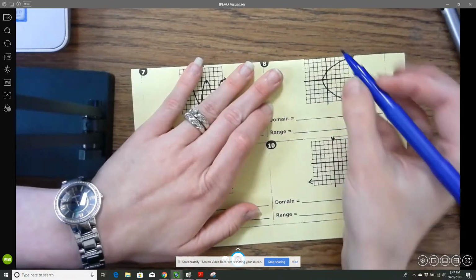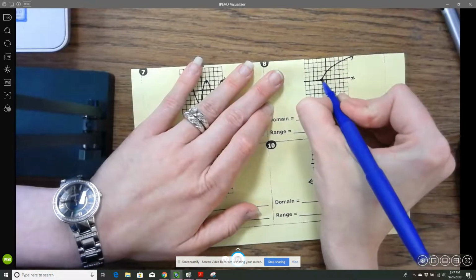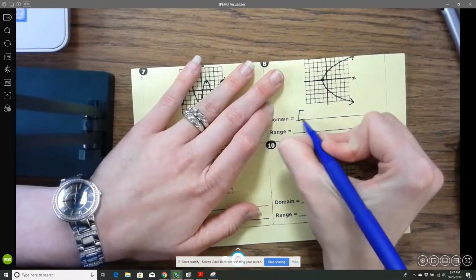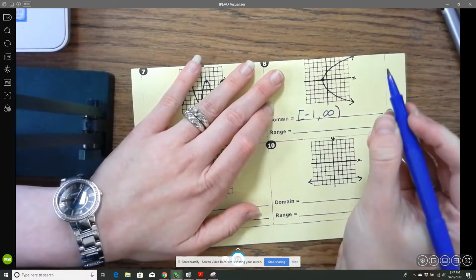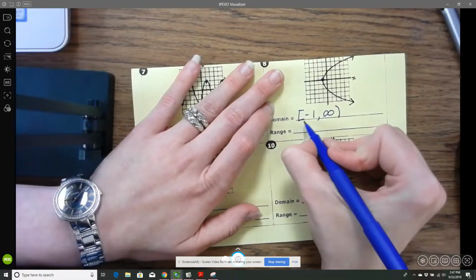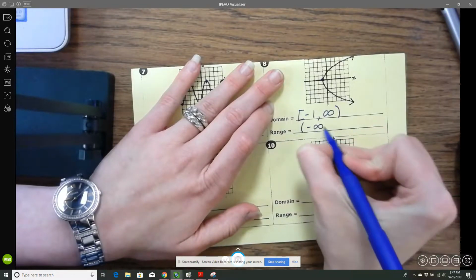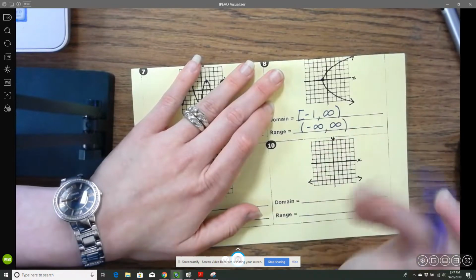All right, for this one's domain, you can see here that we have an ending point for the x. So my domain would be -1 to positive infinity, and my range would be all real numbers, or from -infinity to positive infinity.